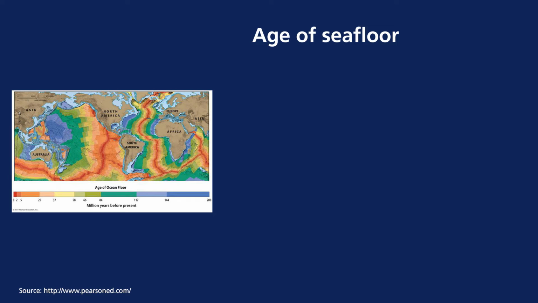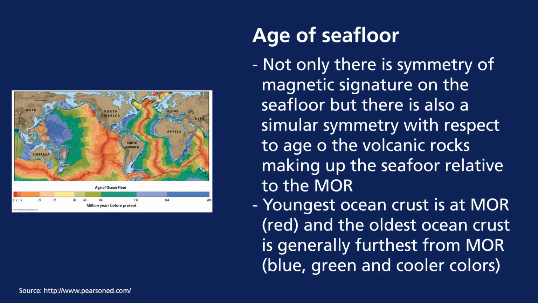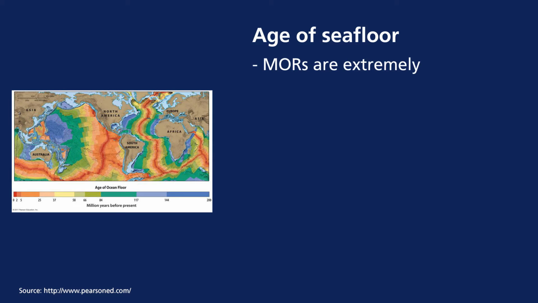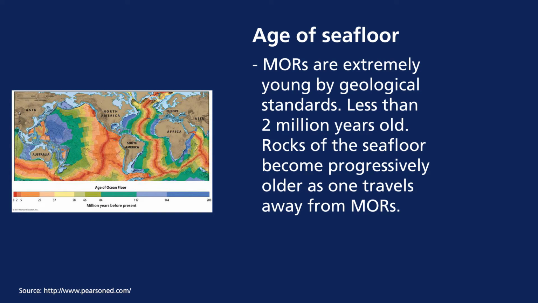The age of the seafloor: here you see on the left-hand side a figure of the different ages of the seafloor, red being the youngest and blue being the oldest. And as you notice, there's a symmetry to the magnetic signature on the seafloor, which is also similar to this symmetry with respect to volcanic rocks on the seafloor. Again, red being the newest, where the new mantle is peeking through the crust of the lithosphere, and the colder colored regions, blue, are the older areas.